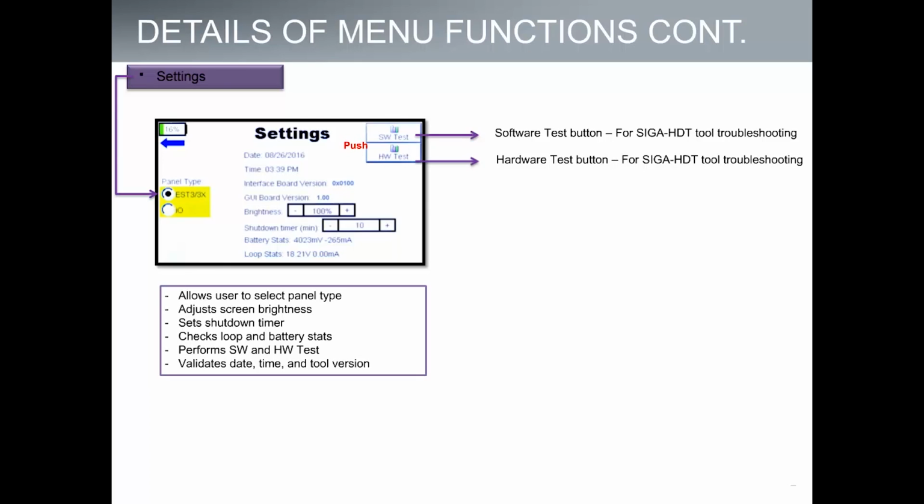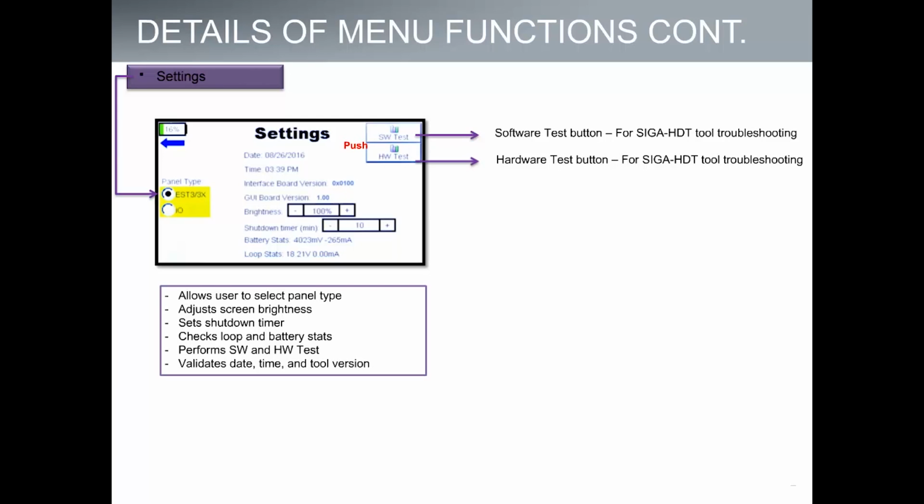The screen brightness is between 0 and 100%, and the default is set at 60%. The default shutdown timer is 10 minutes, and the timer setting is between 10 and 70 minutes. The SW and HW test buttons are advanced tools which may be requested by technical support or engineering.